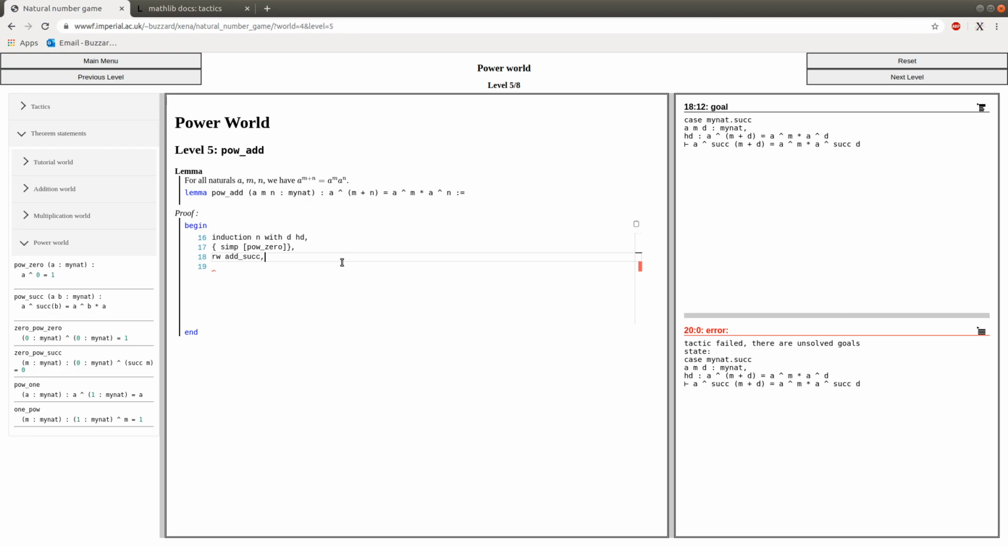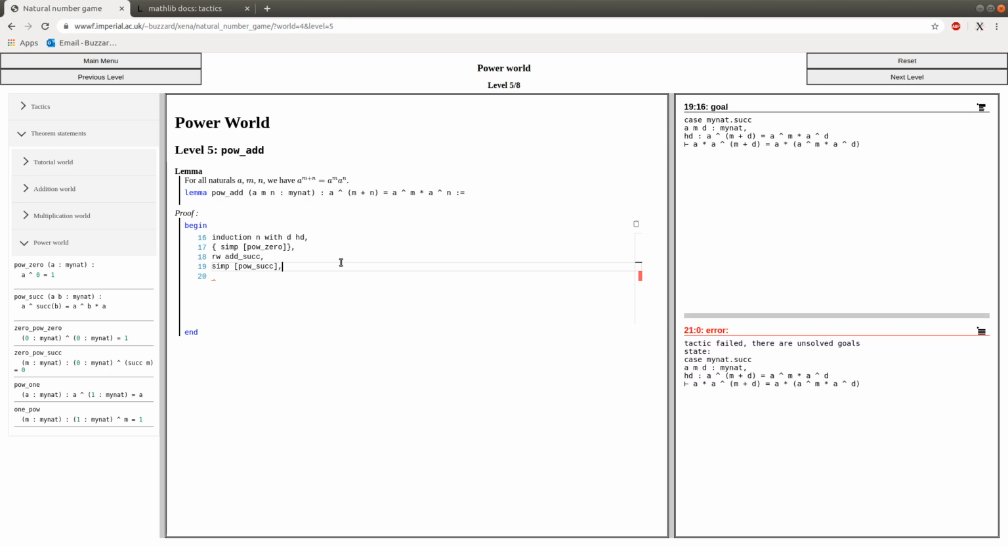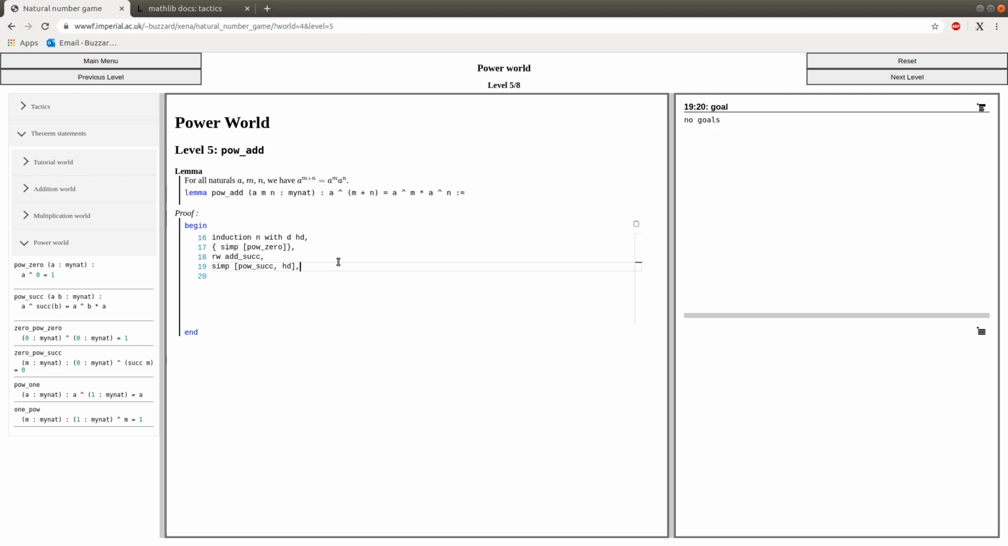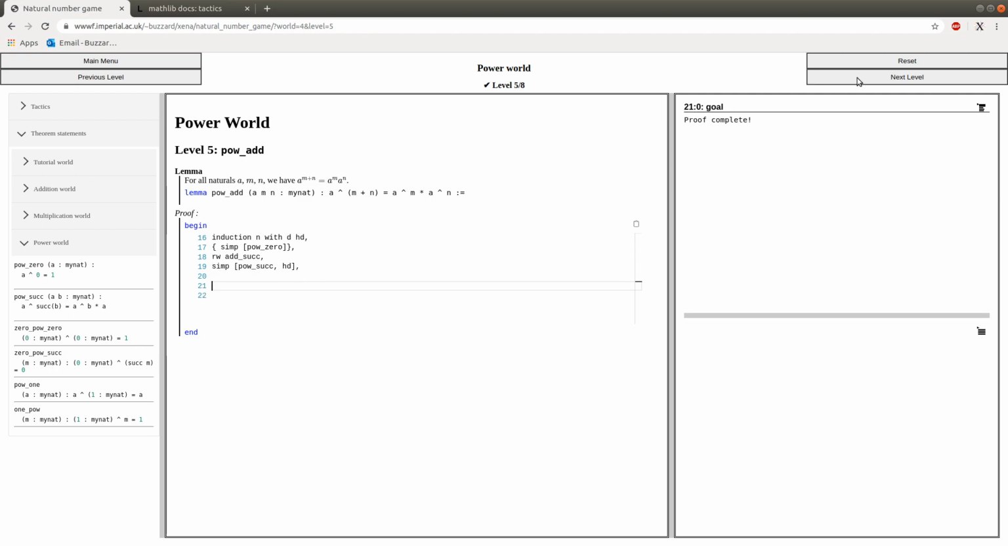There. And now simp pow suck. How far will that get us? Oh, and we also need it to know about HD, of course. And, oh, bingo, it's done it. Right, 3 levels to go.